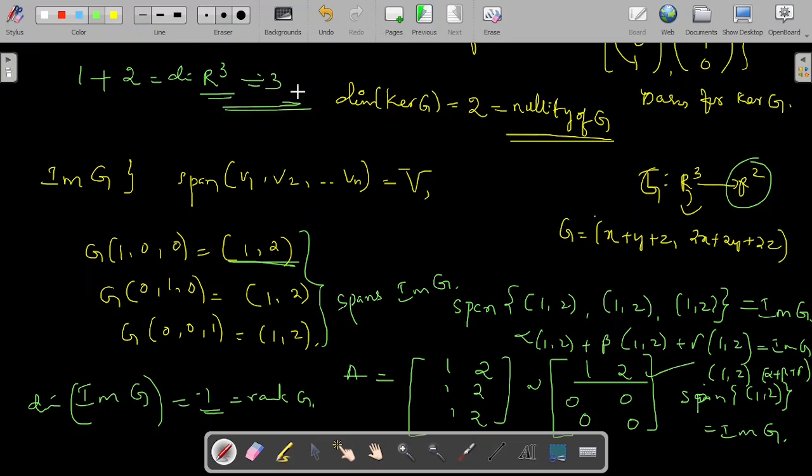So this is how we solve problems related to finding the kernel and image of a transformation. Hence the rank and nullity of the transformation when the given transformation is not a simple transformation. I hope you understood the concept.